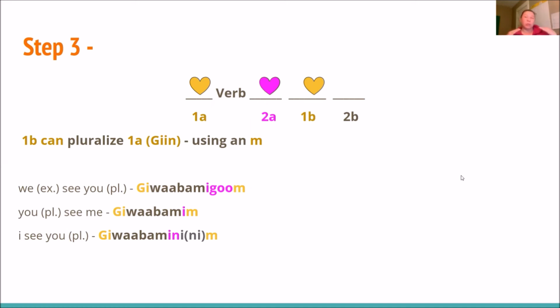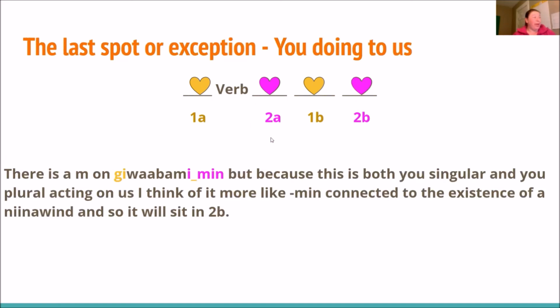And this has gotten us to 6 conjugations, and there's only 2 remaining because we need to have one exception. So what we have here for both of these conjugations of you acting on us is giwaabamimin. You singular acting on us, or you plural acting on us. And that brings us to the end of our 8 conjugations.